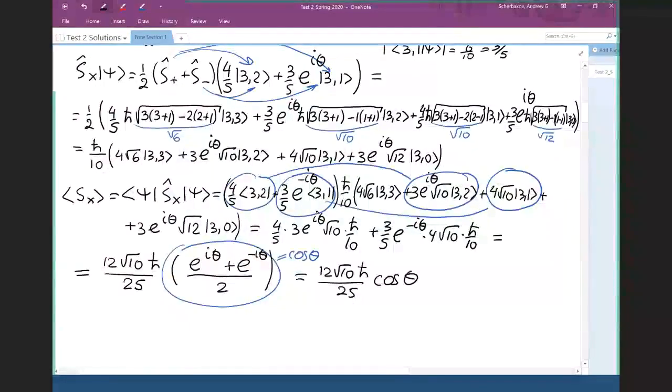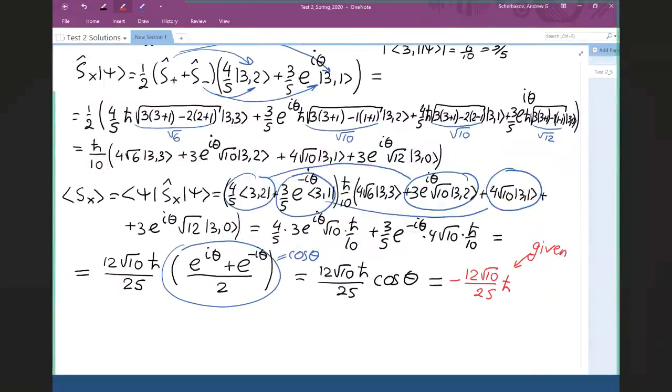Now, according to the problem, this is given to us, and it equals negative 12 root 10 times h bar divided by 25. That's given. Wait, shouldn't that? Oh, yeah. I'm sorry, what? I didn't hear. Can you repeat?